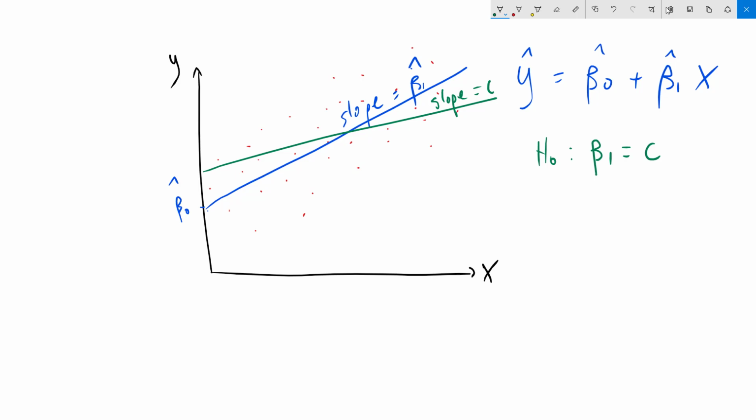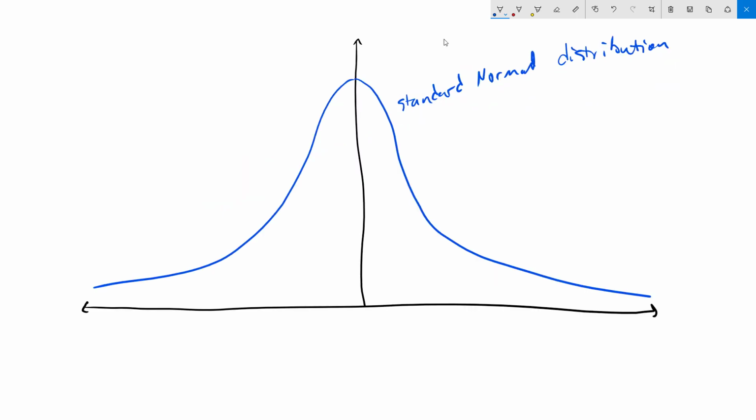Now, it's certainly possible that if the true slope of the line were c, we could still, by randomly selecting data points, get those red dots in the sample that would lead us to see a slope of beta 1 hat, when in reality it's actually c. It's possible that that happened. But the question that we ask in the hypothesis test is, how unlikely is that to happen? Comparing the t-statistic to the critical values is what allows us to answer that question of, is this result too unlikely for the null to be true?